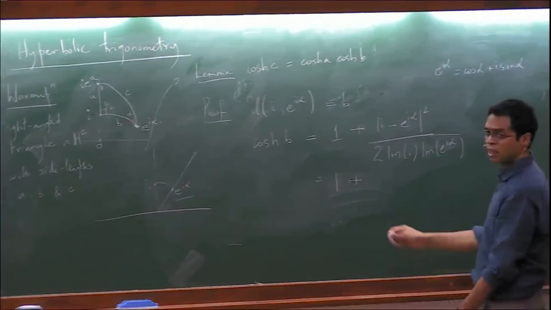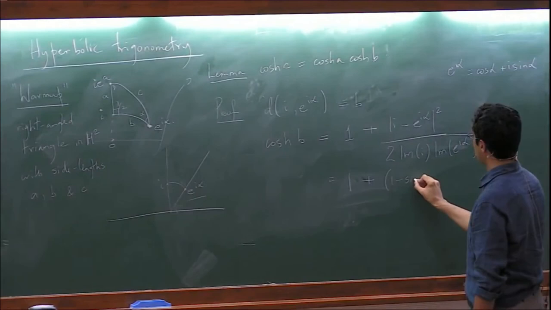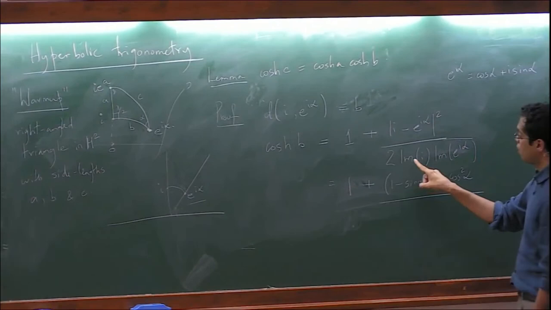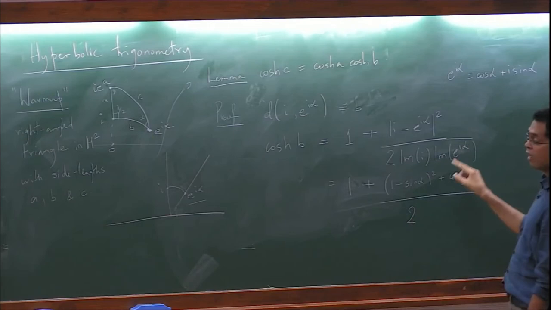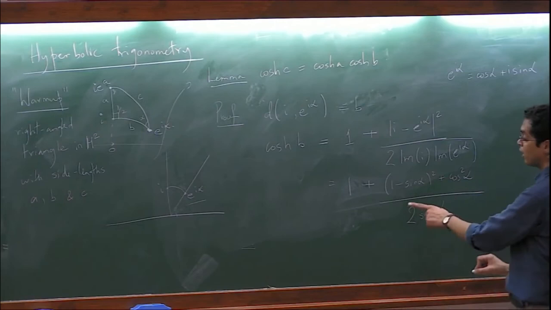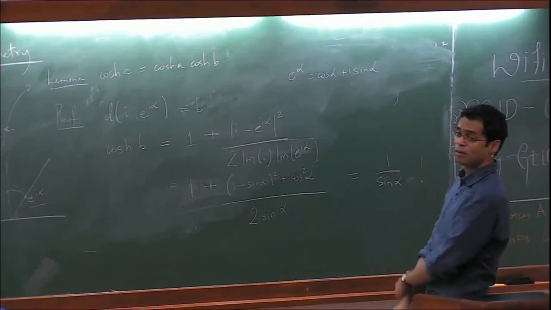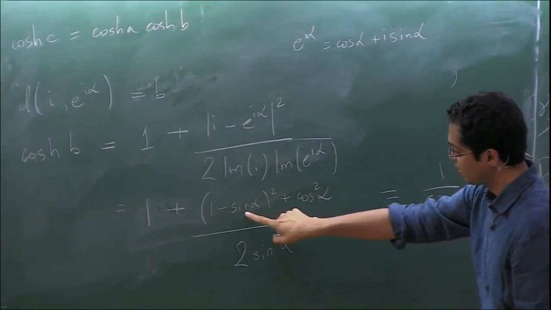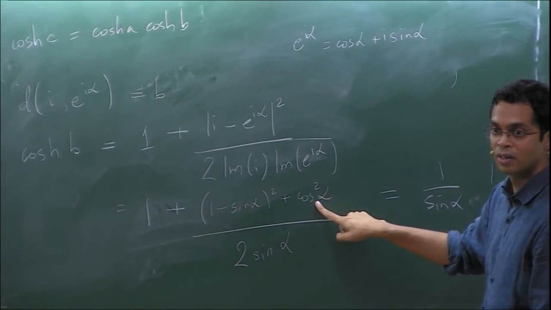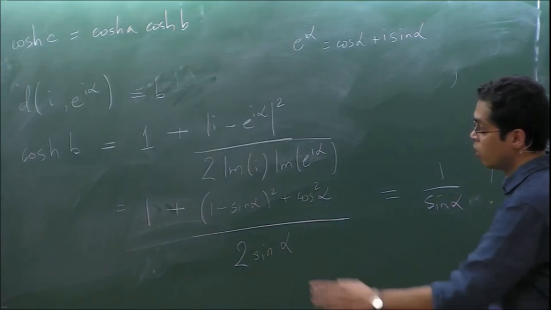So can someone tell me what this becomes? So this is just now 1 minus sine alpha, squared, plus cosine squared alpha. The imaginary part of i is just 1. The imaginary part of e to the i alpha is just sine alpha. Okay, so you get something like this. Now this, if you expand and you add, should turn out to be just 1 upon sine alpha. Does this work? I mean, just some manipulation, right? If you square this, there's a sine squared alpha, but that combines with cosine squared alpha to be 1, right? And then you can see that if you add this, it becomes sine alpha. So at least you know that this cosh b term is 1 upon sine alpha.